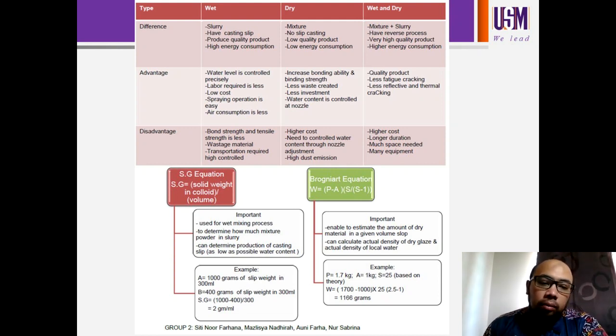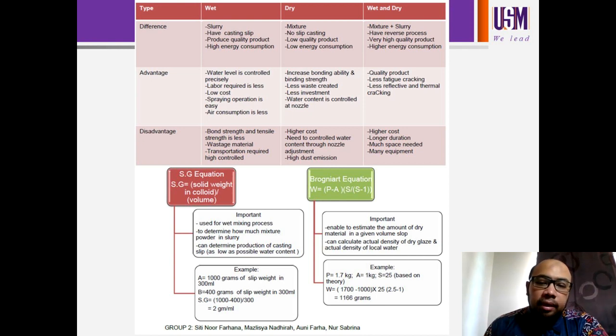Okay, so now we talk about the advantages of these mixing methods. For the wet mixing method, you can see here, we need to control the water level precisely. And for the wet mixing method, spraying operation is easy because you prepare a slurry.